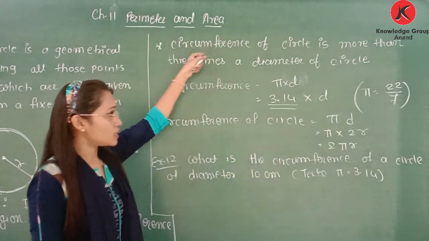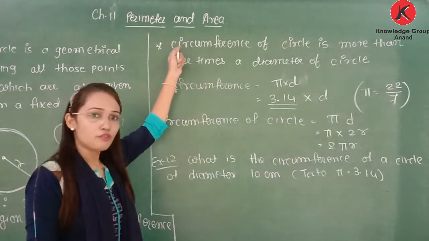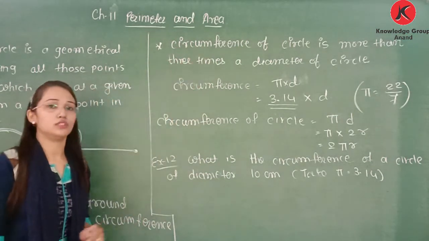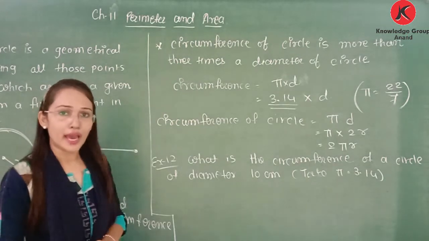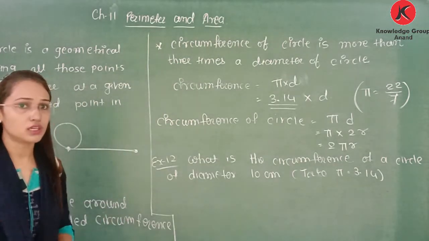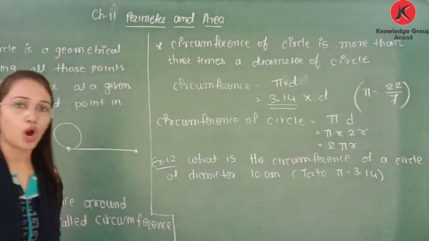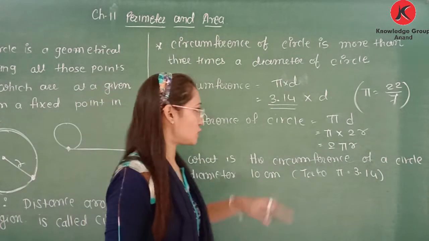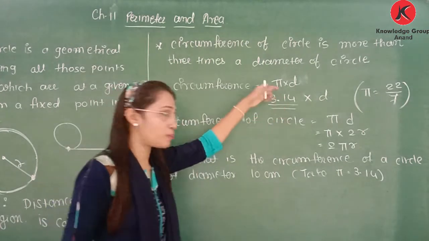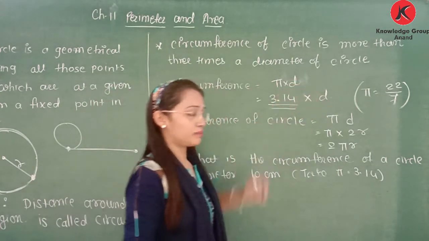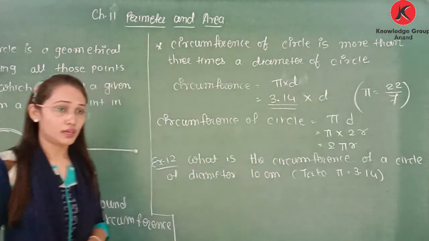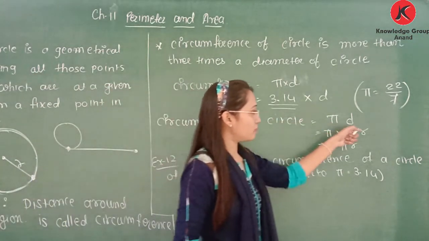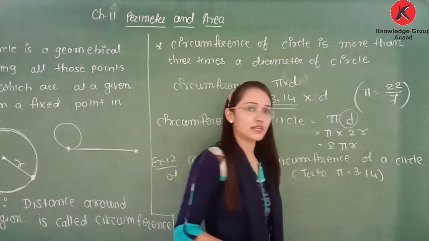So again, what is the circumference of a circle? The circumference of a circle is more than 3 times its diameter. If you take any circle and find the circumference, it is always more than 3 times, not exactly 3 times. That's why we take 3.14 as the value of pi and multiply by d. Clear? The circumference of a circle is pi multiplied by d. But what is d? That is the diameter.